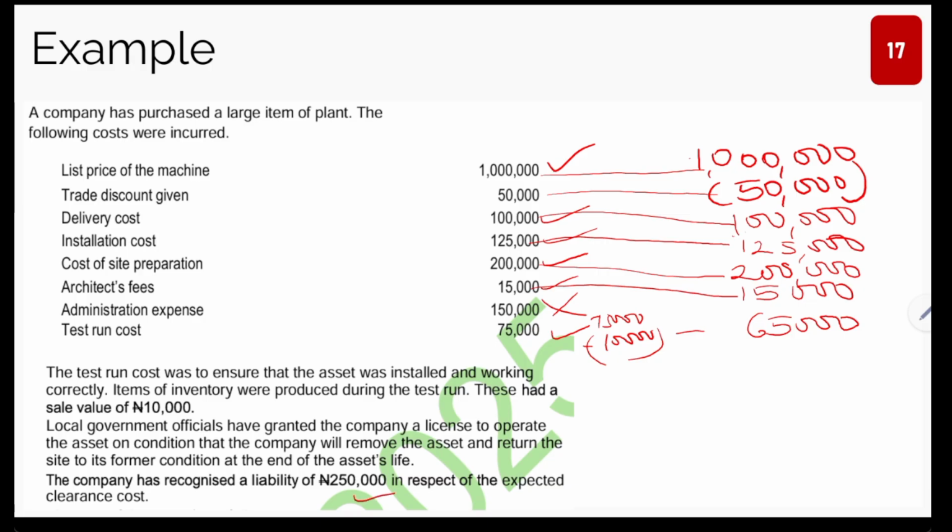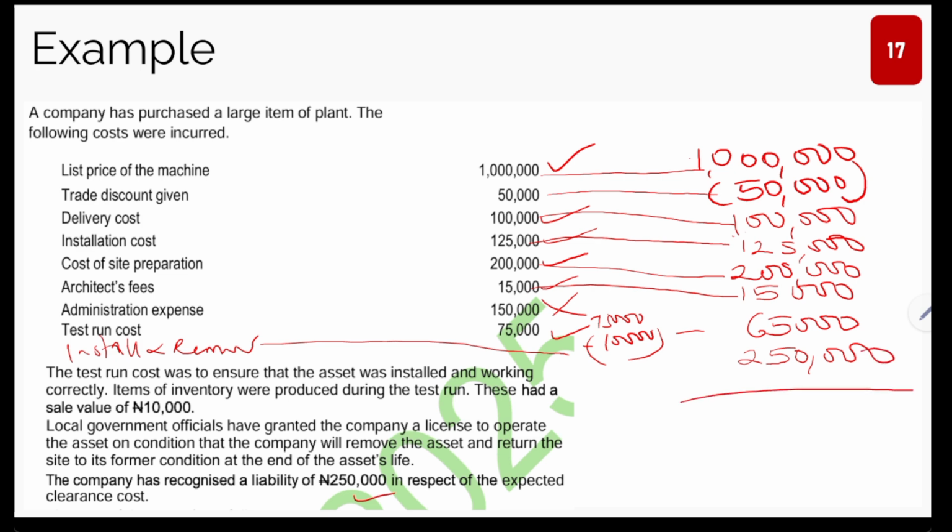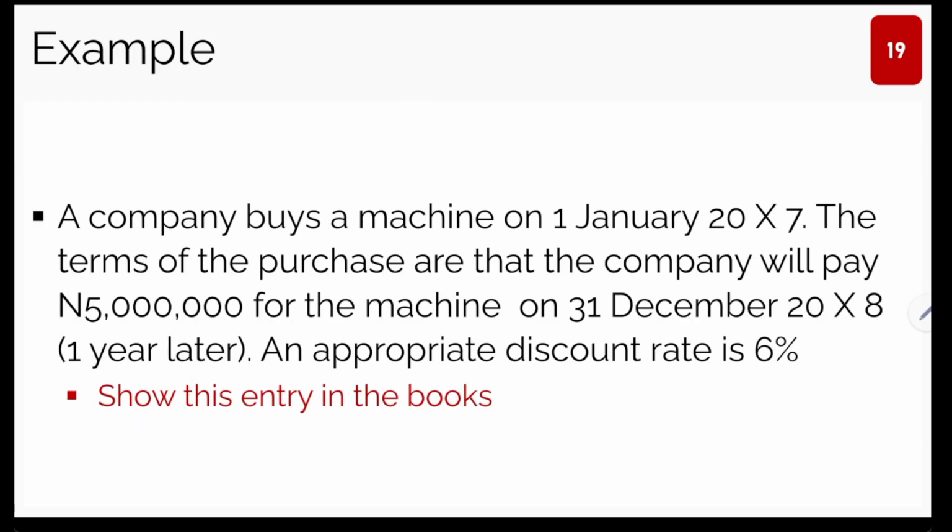So that is also part of the cost of an asset, right? So installation and removal cost, or let me say removal cost, that cost is also part, and that is 250,000. Okay, you add everything together, and then you have 1,705,000 as the cost of this item of plant. Okay, so let's take another example.